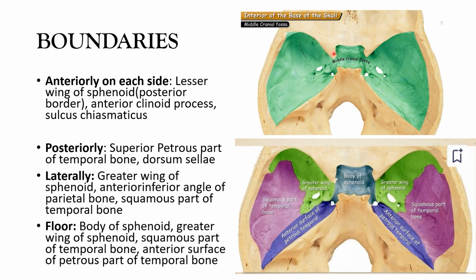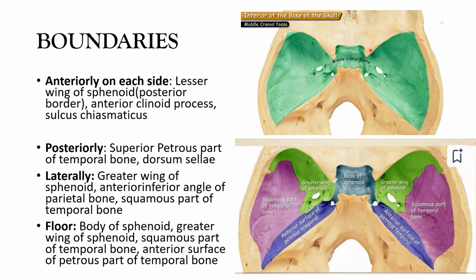And you can see these two projections here called the anterior clinoid process. Now in between these two anterior clinoid processes is a depression here called the sulcus chiasmaticus. Now posteriorly, it is bounded by the superior petrous part of the temporal bone, and also the dorsum sella, where my cursor is.